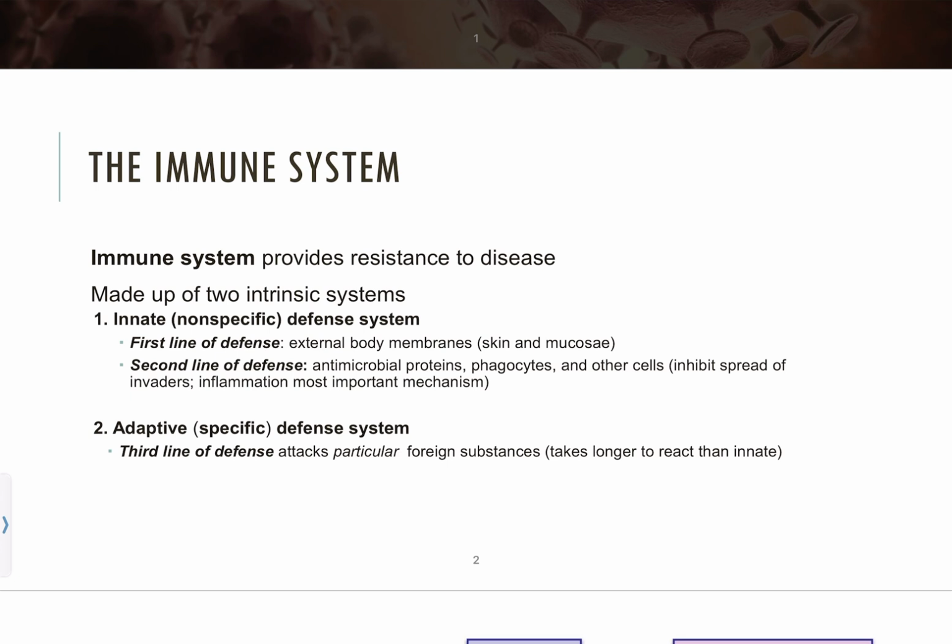So when we're talking about first line of defense, we're really just talking about our surface barriers. So our external body membranes, things like our skin and our mucosa. And our second line of defense is really a cellular defense. So we're going to have different types of cells, including phagocytes, along with some antimicrobial proteins that are helping defend us. Usually the first line of defense is okay. We won't call in our second line of defense unless our first line of defense is penetrated. And then again, adaptive was our third line of defense, and we're working on something very specific, some specific antigen on a microbe or debris.